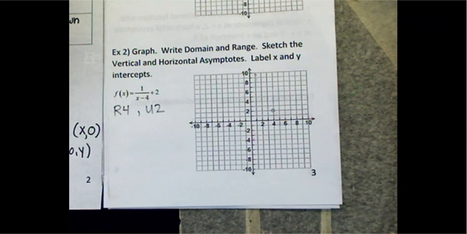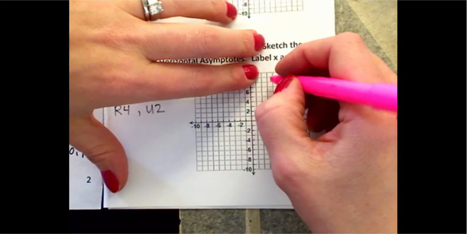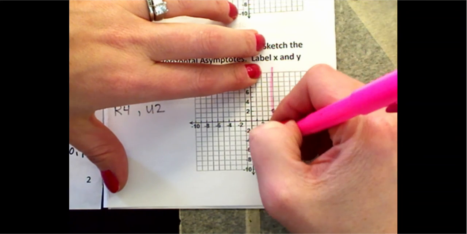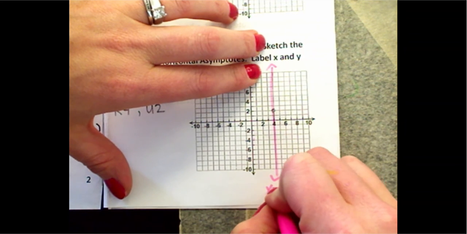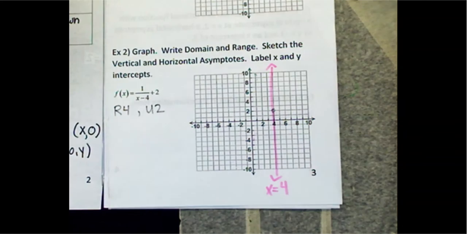That's where your asymptotes move to. And so I have my colored marker or pen. I'm going to draw my asymptotes. X equals 4. There's my asymptote equation.